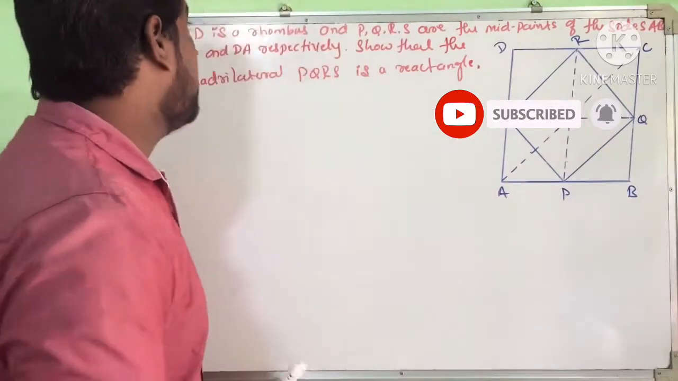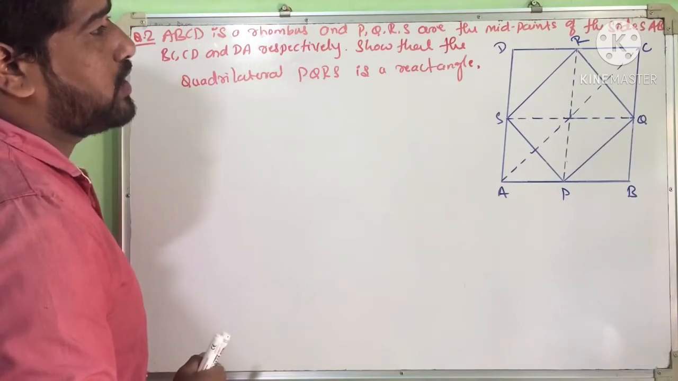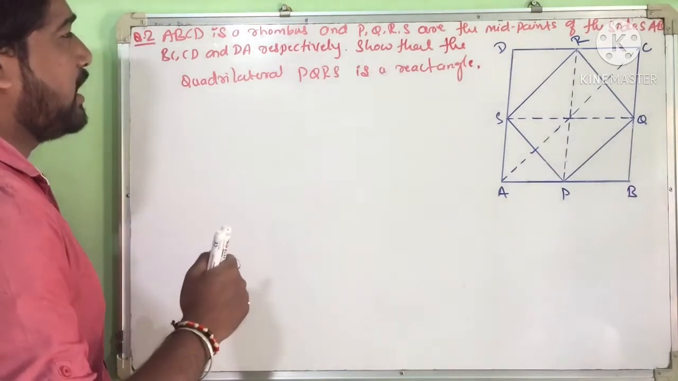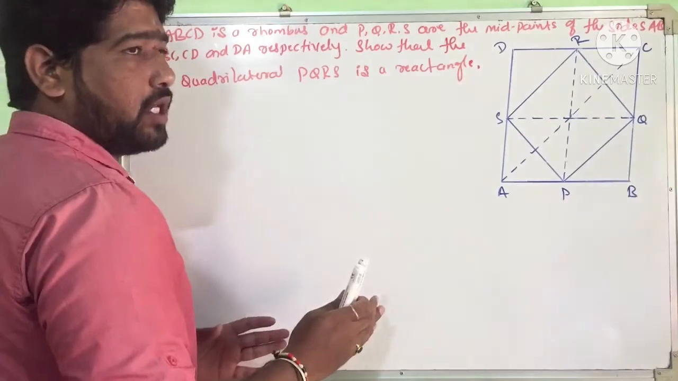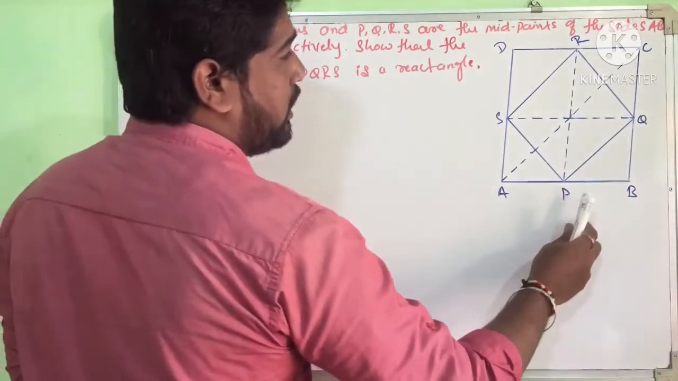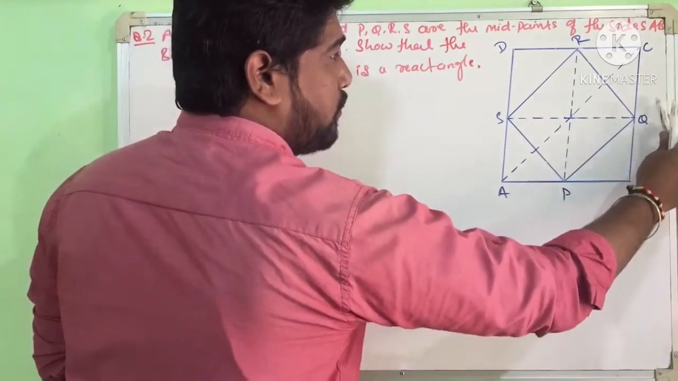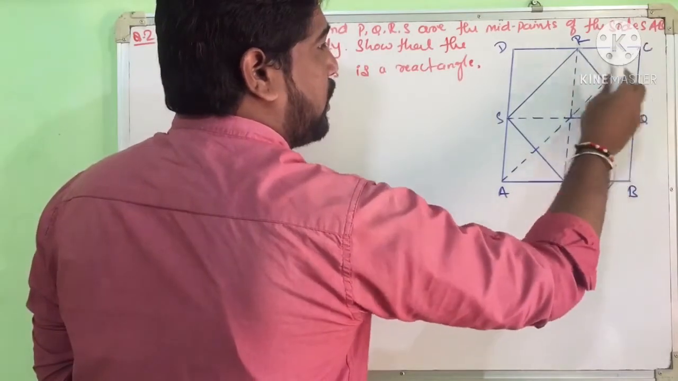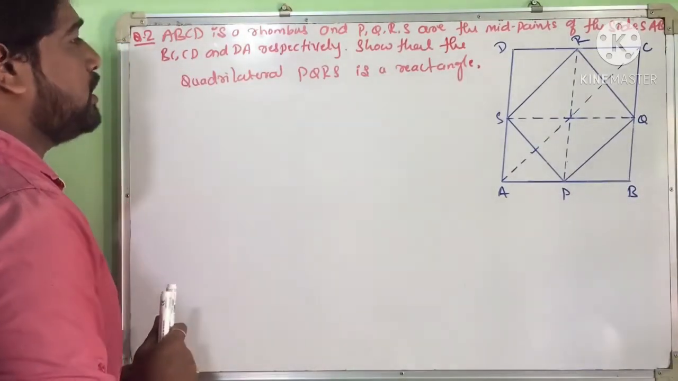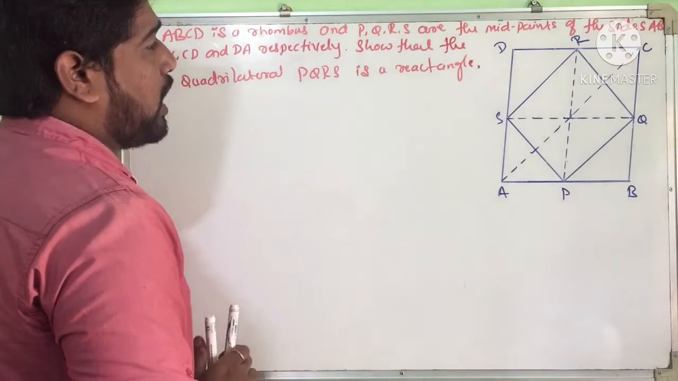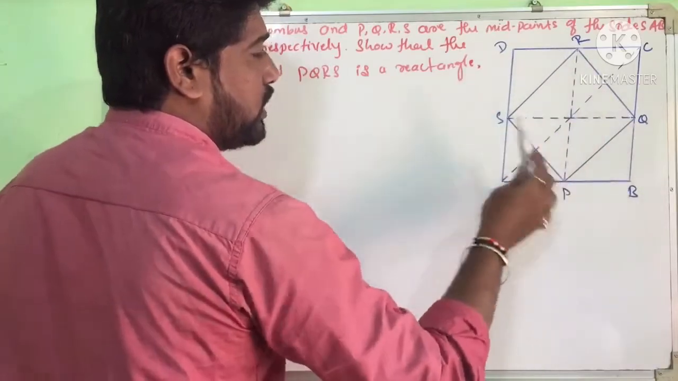So second problem is that ABCD is a rhombus and P, Q, R, S are the midpoints of the sides AB, BC, CD and DA respectively. Here ABCD is a rhombus. So rhombus means all sides are equal, right? And P, Q, R, S are the midpoints of the sides. P is the midpoint of AB, Q is the midpoint of BC, R is the midpoint of DC, S is the midpoint of AD, right? Then show that quadrilateral PQRS is a rectangle. We want to show this one is the rectangle.